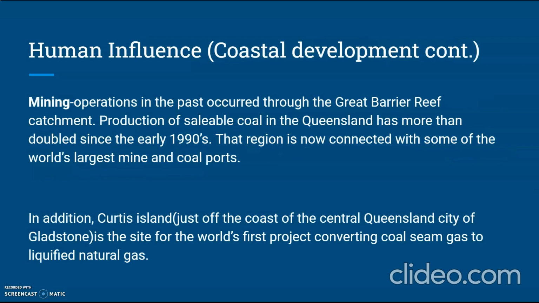Moving on to mining, and more in the past, extensive small-scale mining operations have occurred through much of the Great Barrier Reef catchment. In addition, production of saleable coal in Queensland has more than doubled since the early 1990s, and the region is now connected with some of the world's largest mines and coal ports. As well, Curtis Island, just off the coast of the central Queensland city of Gladstone, is the site for the world's first project converting coal seam gas to liquefied natural gas.